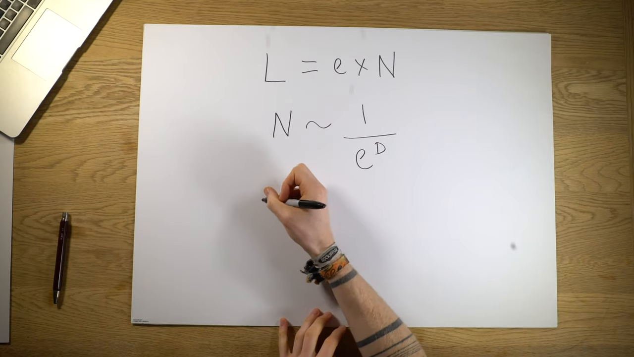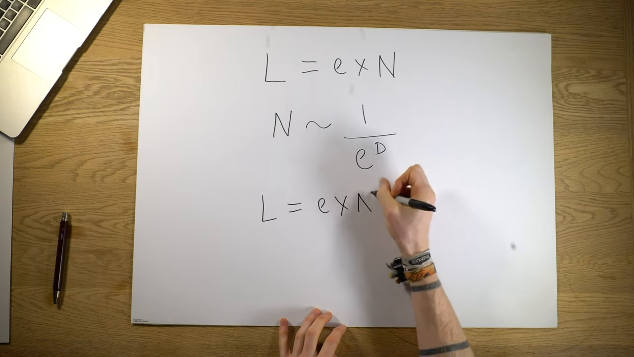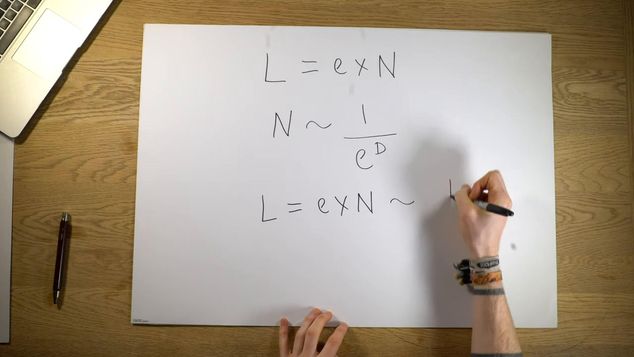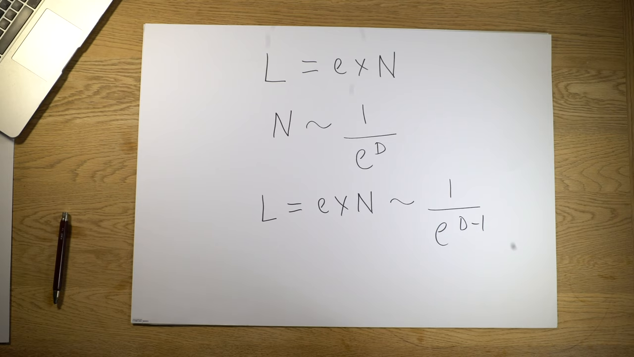Multiplying both sides of the equation by E, we then get that the length, which is E times N, is proportional to 1 divided by E to the power of D minus 1. The key is that the UK coastline does not have a dimension of D equal to 1, because it's not a straight line. The actual value is D equals 1.26.